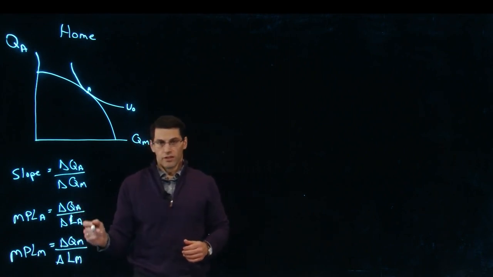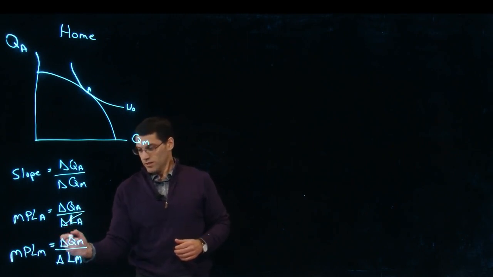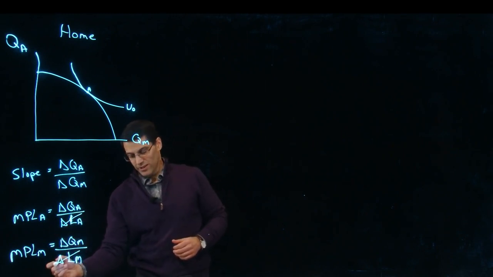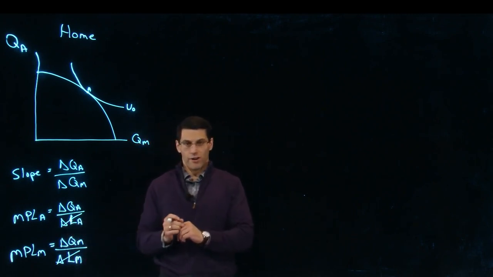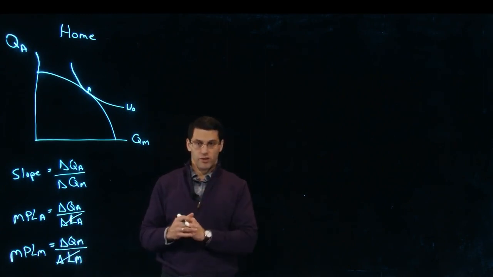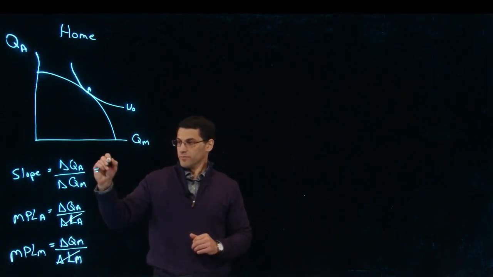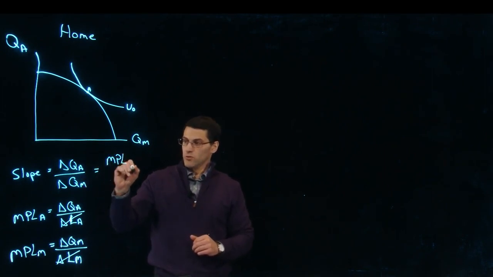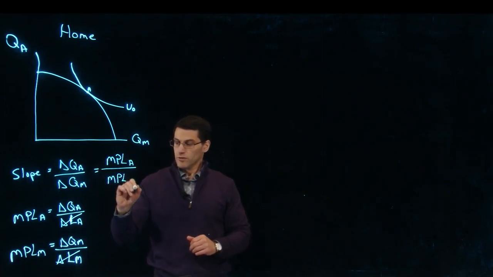And what happens if you take the ratio of those two? Those delta L's would cancel out. And we're letting them cancel out because we're saying take one worker out of agriculture and put that one worker into manufacturing. So it's a change of one in both cases, and they negate each other. And so you're just left with the ratio of the marginal products.